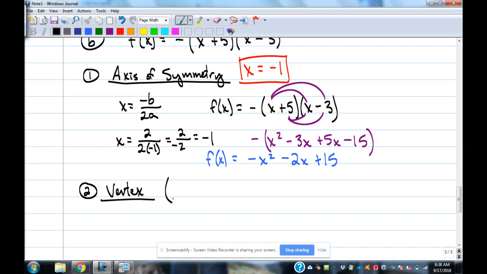What do we know about the x value of the vertex? It's negative 1. Locked in already because that's what the axis of symmetry was. Okay, always going to match. How do we find the y value?